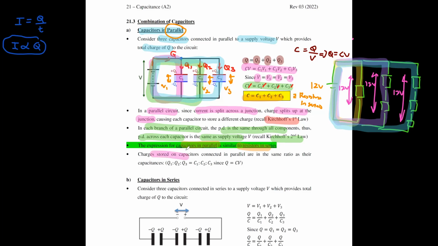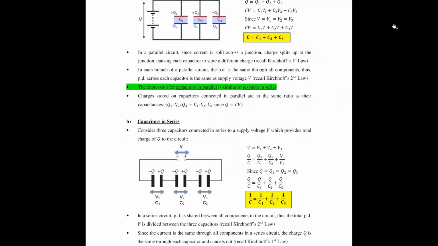your charges stored on your capacitors that are connected in parallel will always be in the same ratio as your capacitances because Q is equal to CV. Okay, so Q1 : Q2 : Q3 will be equal to C1 : C2 : C3 because here the relation is that they are directly proportional to each other. Okay, so this is for capacitors in parallel. Okay, then you move on to capacitors in series.